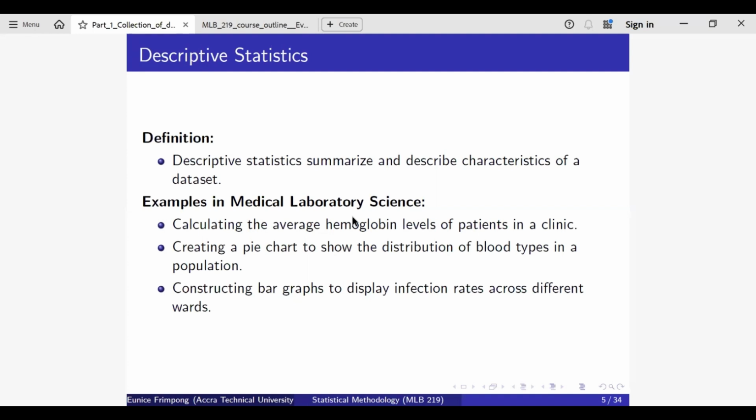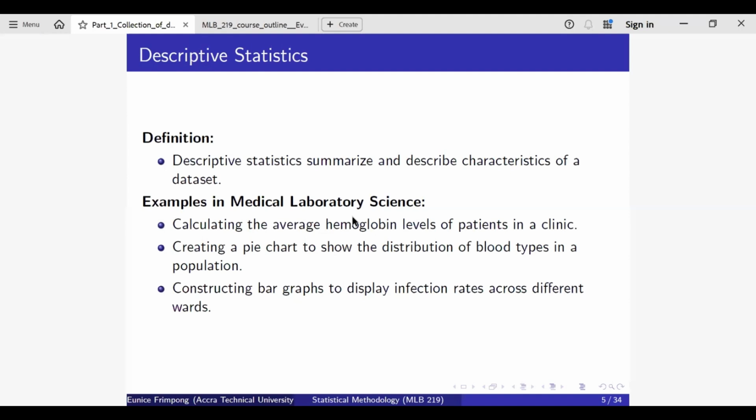Because for the hemoglobin levels of 20 patients, you can find who has the highest hemoglobin level, which level stands out the most amongst patients, and what the average hemoglobin level is. All those things are trying to find the characteristics of the hemoglobin levels of patients, which is the data set.